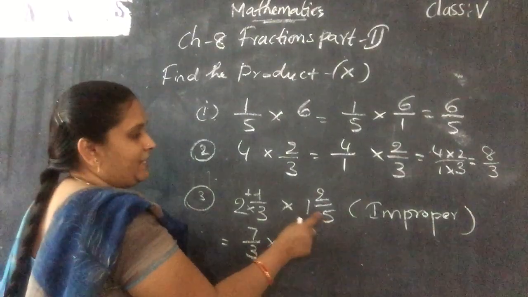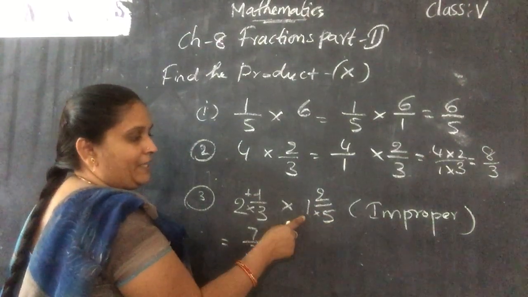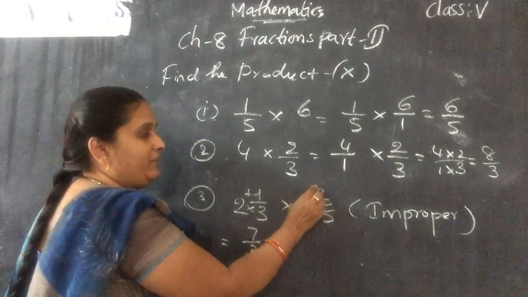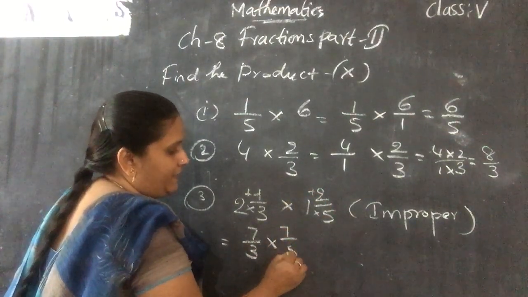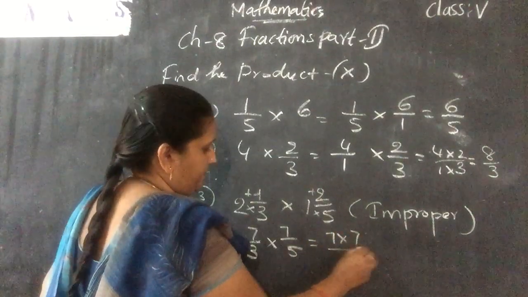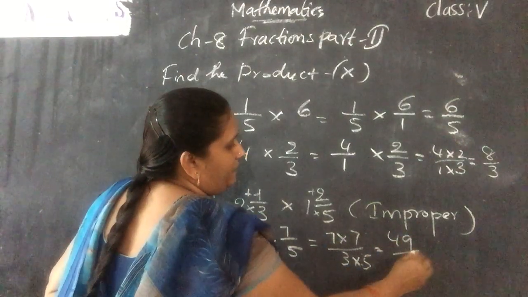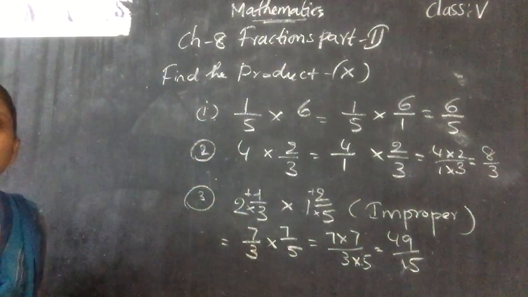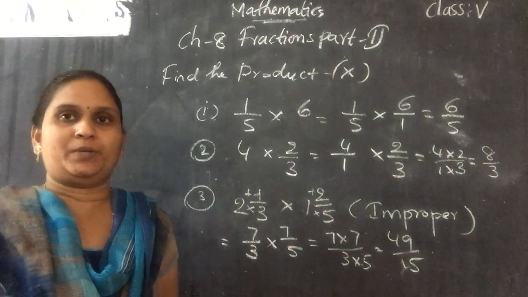Into, next, 5 1s are 5. The denominator and the whole number both should be multiplied. 5 1s are 5, to 5 add 2, so the fraction will be 7 by 5. Now what you have to do? 7 by 3 into 7 by 5. 7 7s are 49, by 3 5s are 15. 49 by 15 is the answer. Like this, if mixed fractions are there, you have to convert in this way.